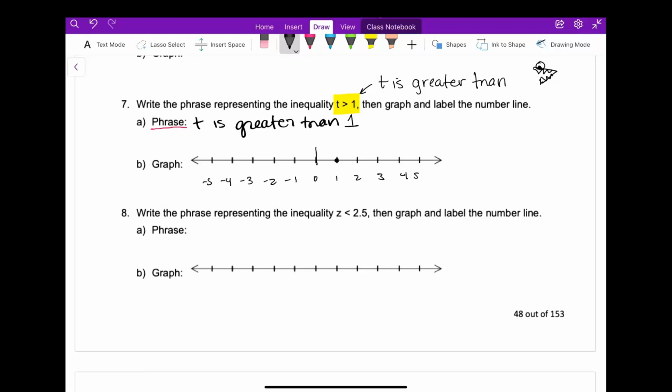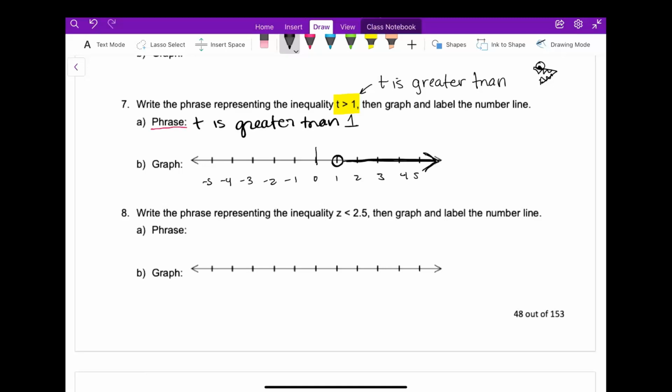Now I look back at my phrase. It says t is greater than 1, and greater tells us that it's open. It's an open dot or a parentheses because we do not have an equal sign. What numbers are greater? It's going to be 2, 3, 4, 5. We are going to the right because these numbers are greater than 1.